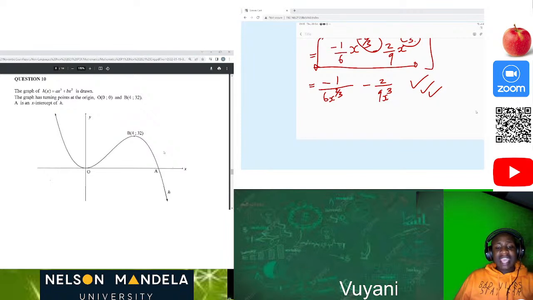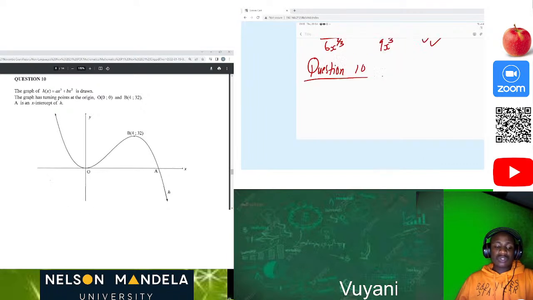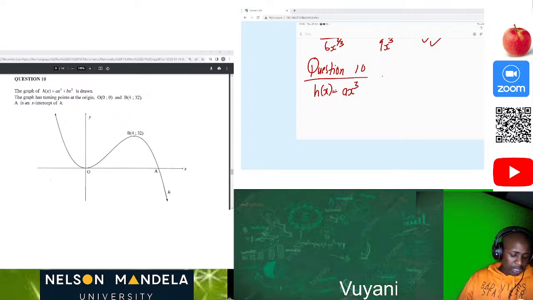Then A is the x-intercept of h. So definitely we already know the coordinates of A will be (x, 0). What is important on this question, guys, is for us to analyze it. There is power in analyzing questions like this. So what are we given? We are given the graph, h of x is equal to ax cubed plus bx squared.